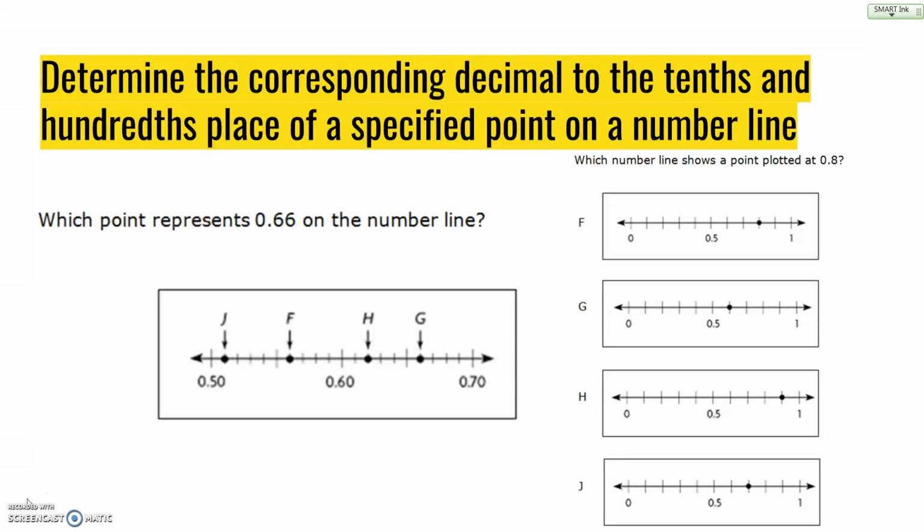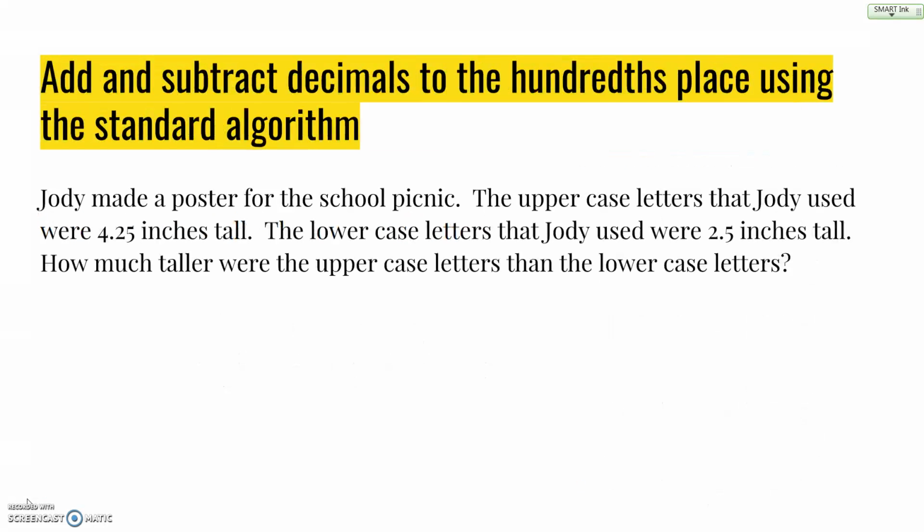The question on the right asks which number line shows a point plotted at 8/10. So they get 4 different number lines there, and again they should find the point on each number line and label it. What point is represented by the point on this number line? And do that for each number line until they find the one that represents 8/10. They're also going to be asked to add and subtract decimals to the hundredths place using the standard algorithm.